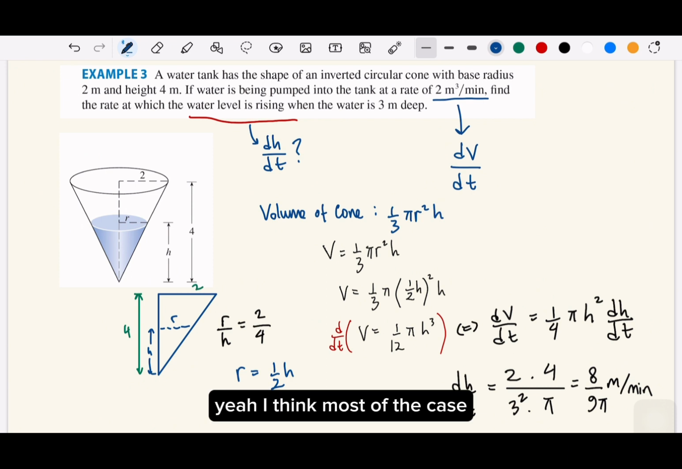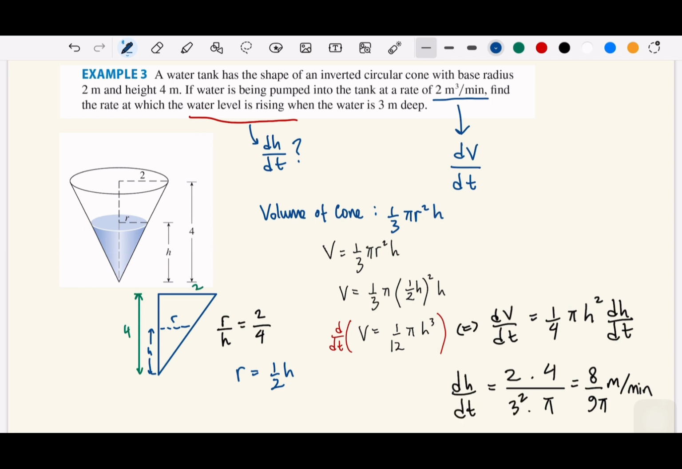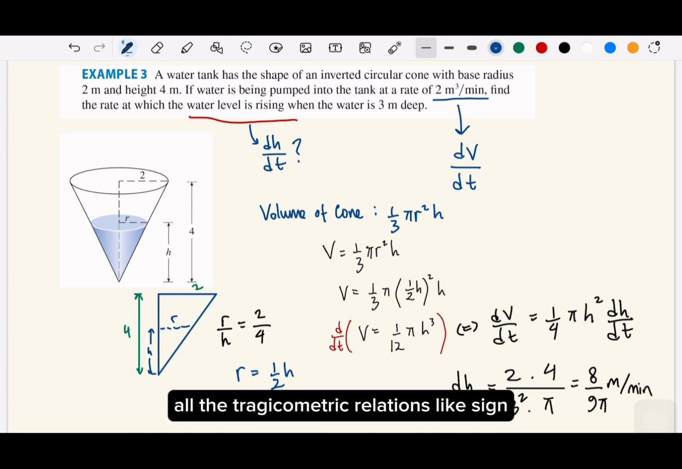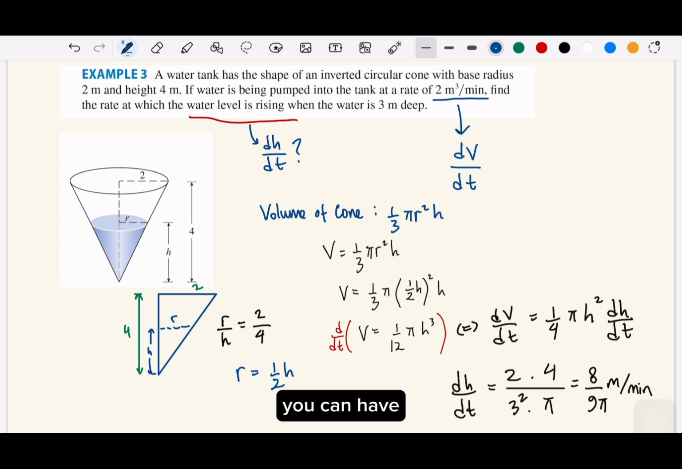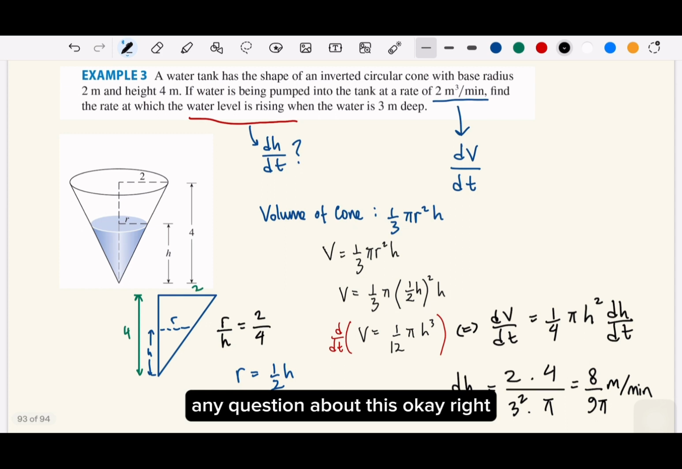I think in most cases it's either geometric, like a volume or area, or the Pythagorean formula, or trigonometric relations like sine of some angle, and then you can have the diagram. Any question about this? Okay, right?